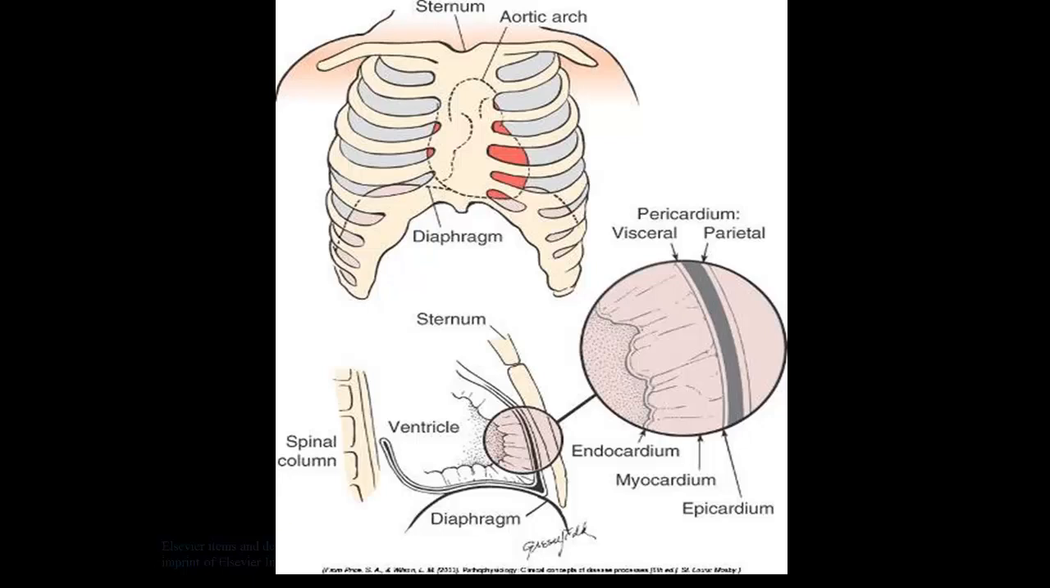And then you can see that over on the right-hand side, it's breaking down the layers of the heart into their different areas. So the pericardium on the outside, the epicardium, then the myocardium, and then the innermost layer, the endocardium.